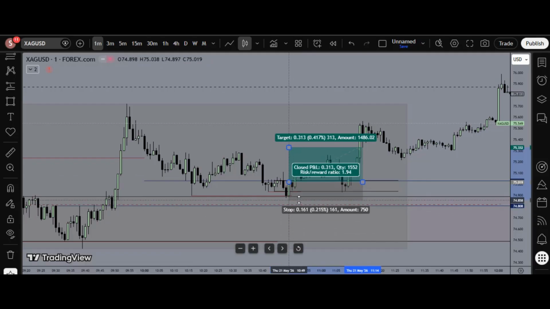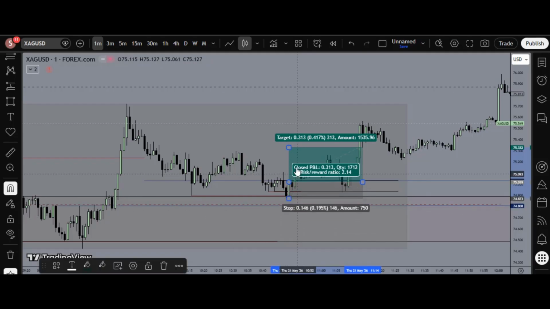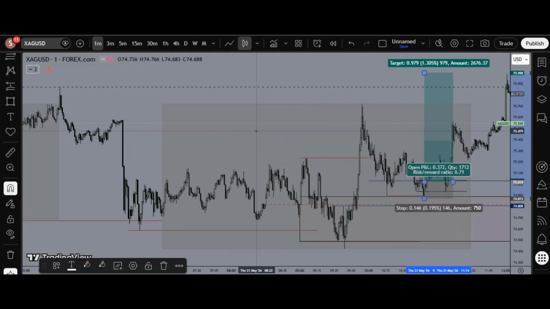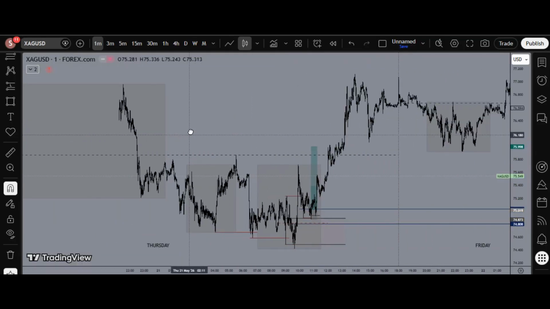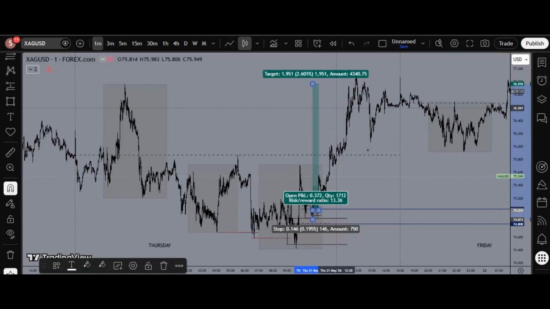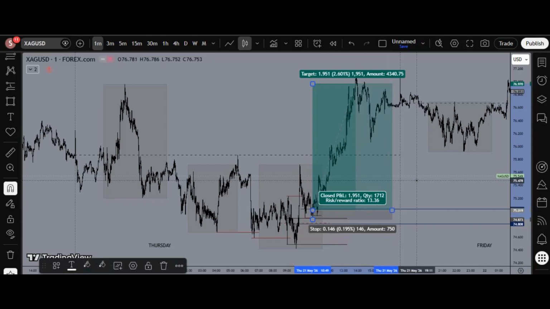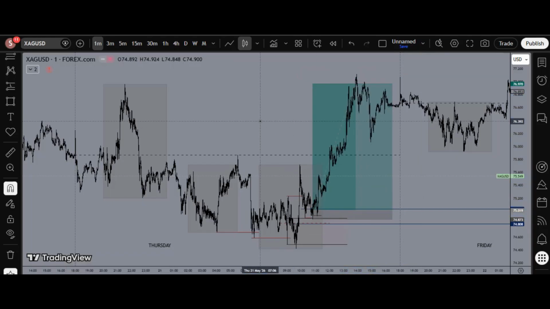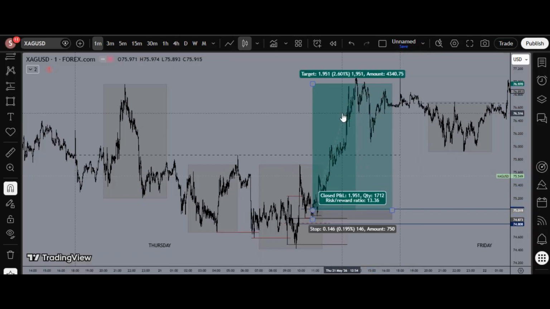Stop loss below here. Then we'll target any of those highs. Asian high. We'll target this Asian high. Okay, so this is giving us a 1 to 13 risk reward ratio. Now I will teach you about risk management, so that you don't just use any lot size that you like. Risk management will make you make money from the market. The difference between you and professional traders is risk management.